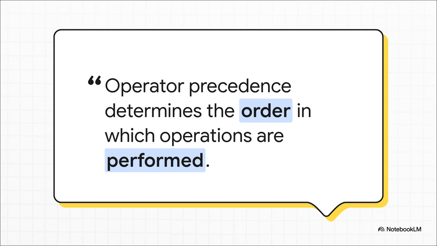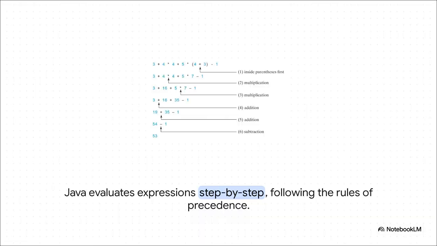It's a strict set of rules that dictates the exact order things get calculated in. If you ignore it, your results will be completely wrong. Let's just walk through this example. Java doesn't just read this from left to right.